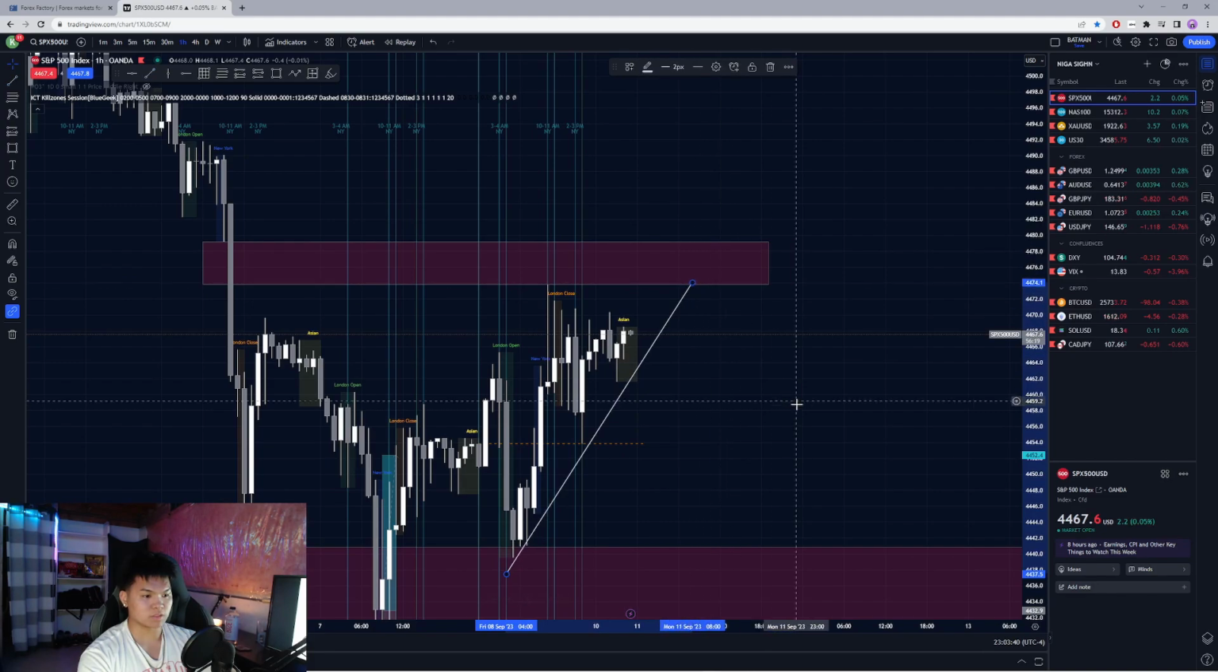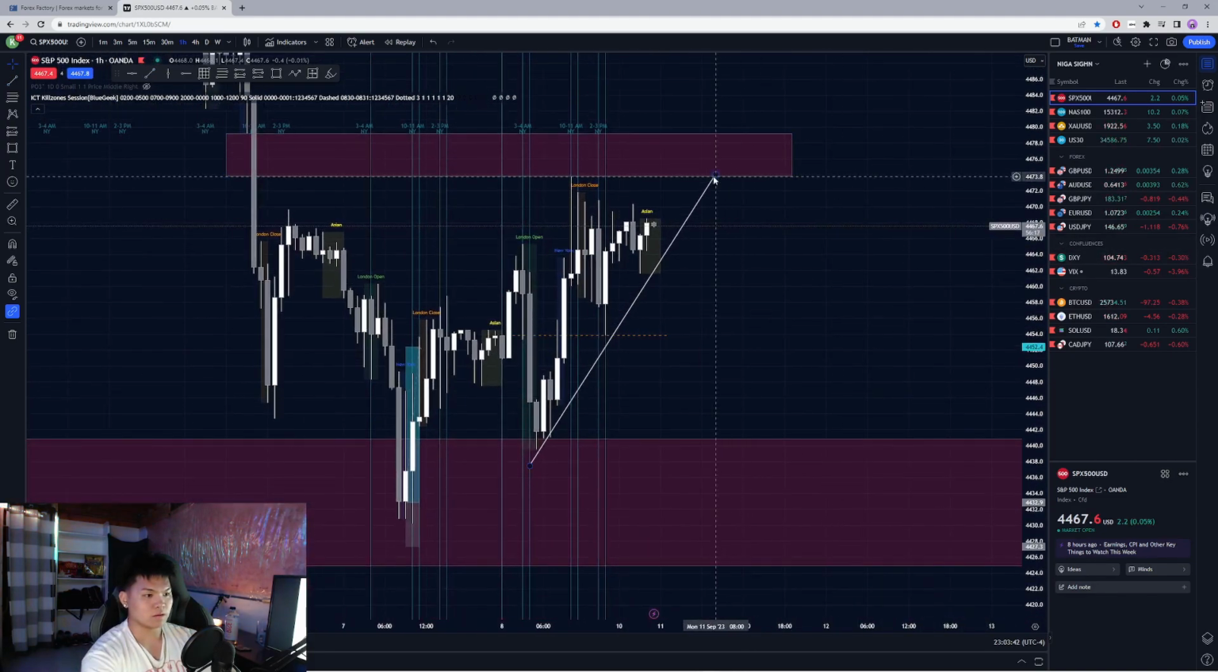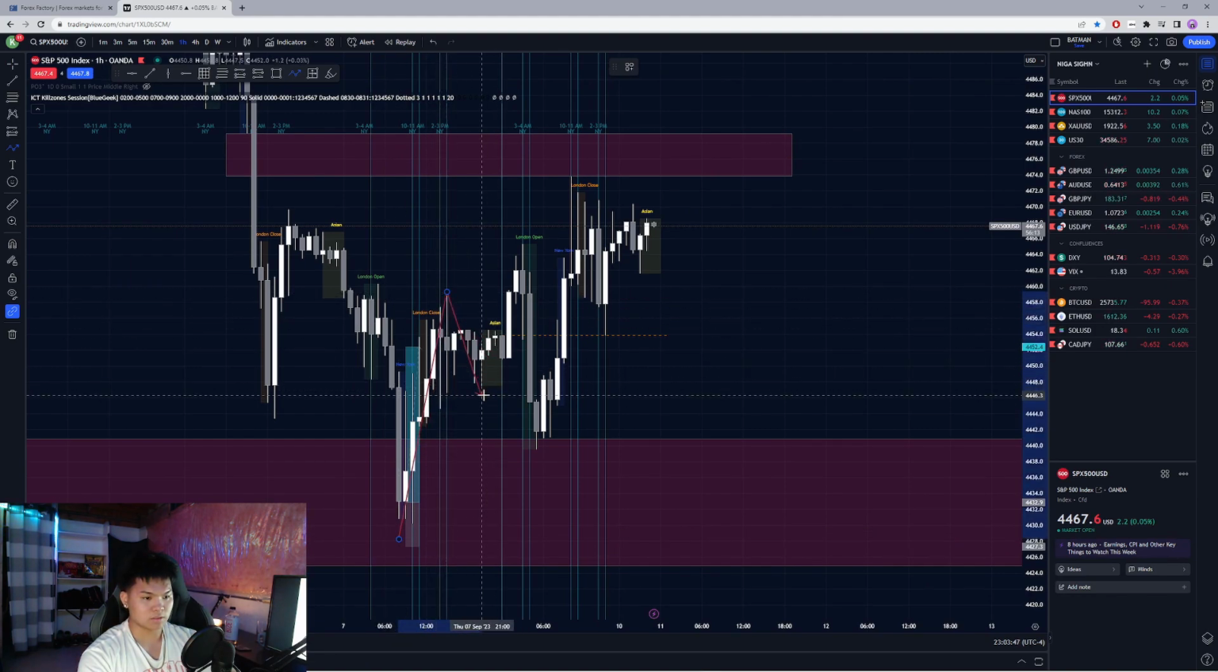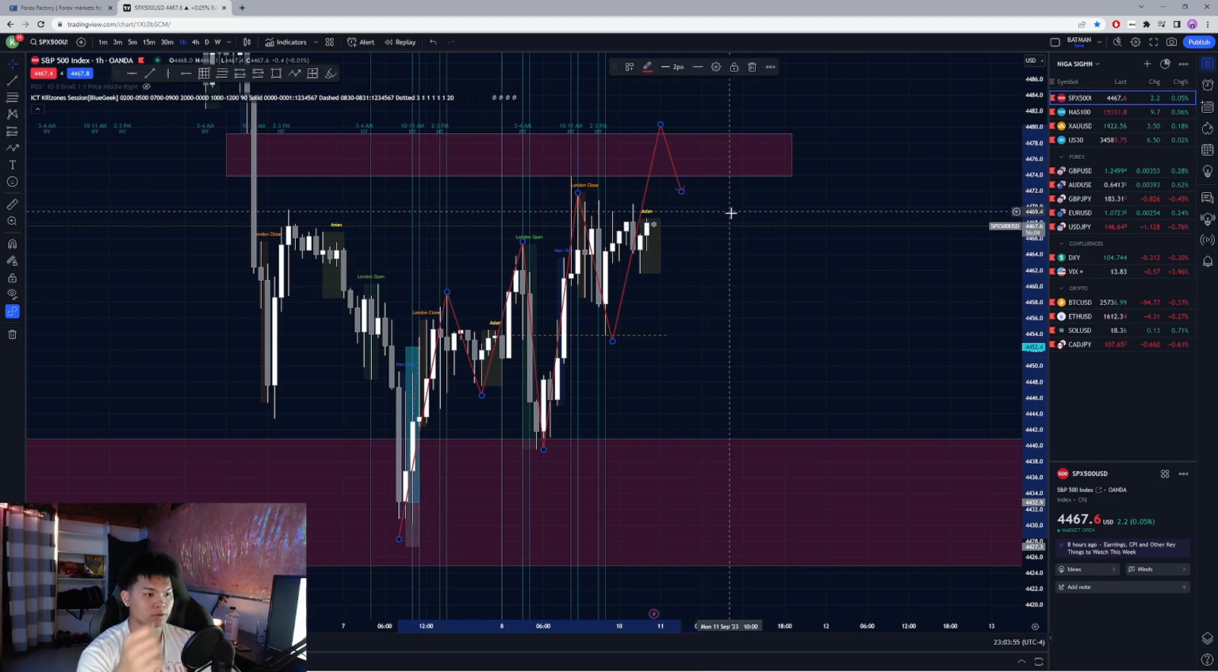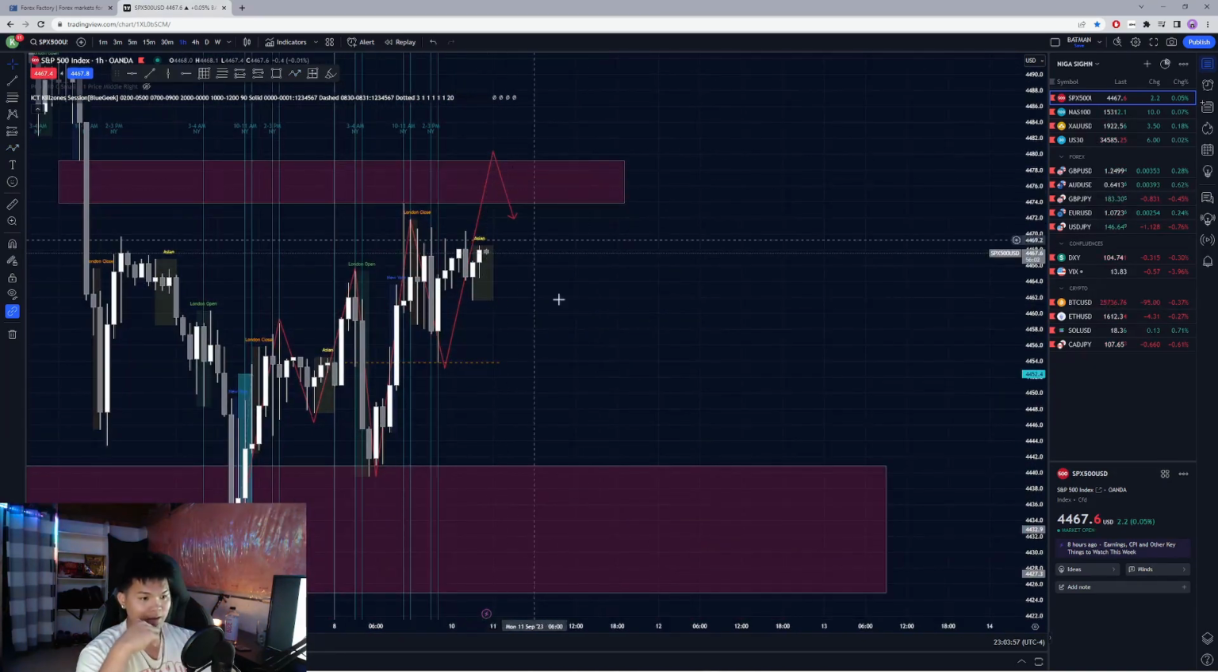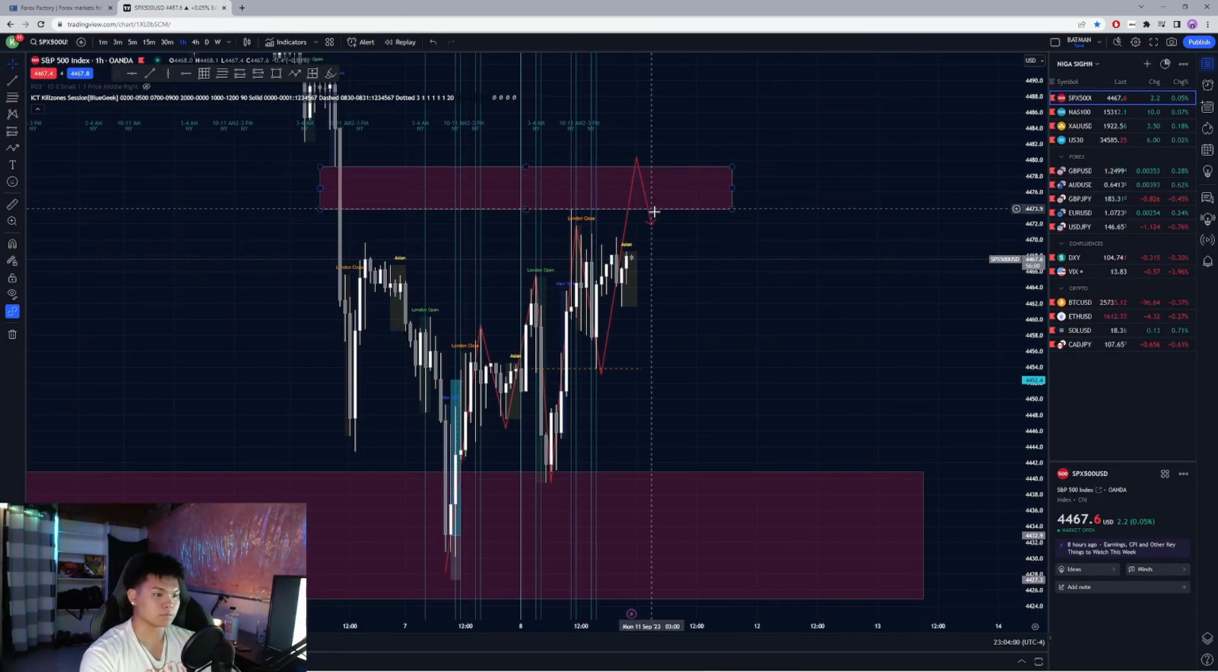Currently right now I am bullish because it's making higher highs, higher lows, higher highs, higher lows. It's probably gonna reach to the top right here, probably test that out, and it's gonna drop after.